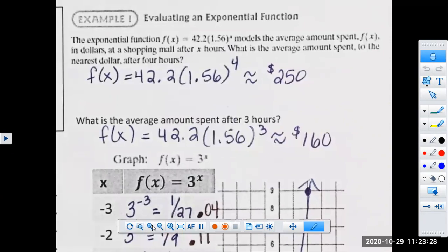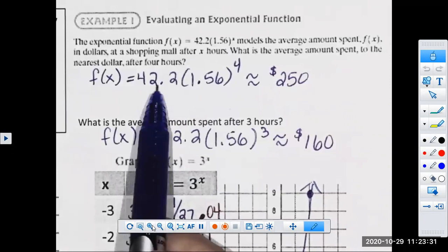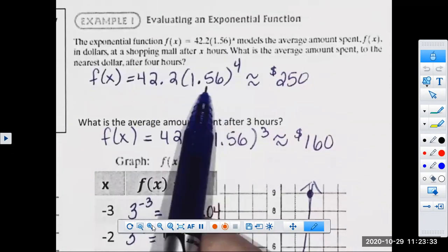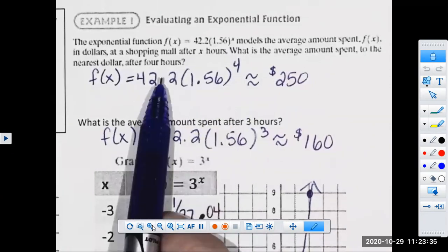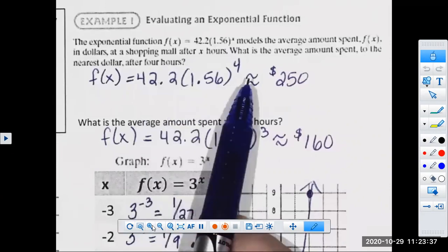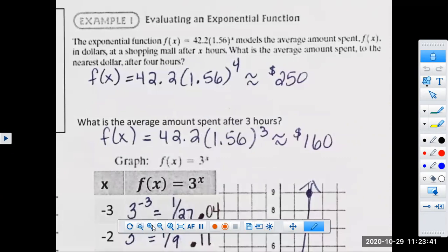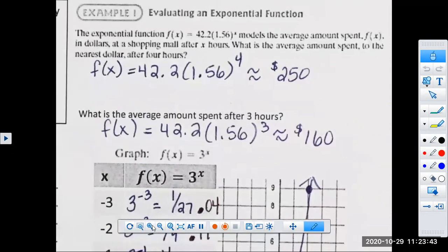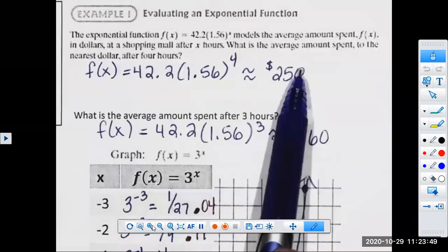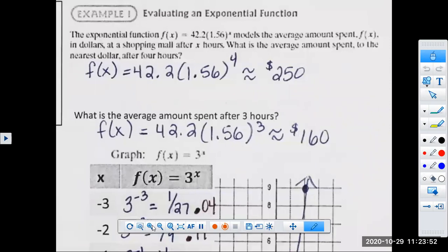So as you see, all I did was plug in 4, and then you type all of this in. 42.2 times 1.56 to the 4th power, and they tell you to round to the nearest what? Dollar. So please make sure you're rounding correctly in this. In MATLAB, they're going to be particular about it too. So you should get $250. So after about 4 hours, the average shopper spends $250.